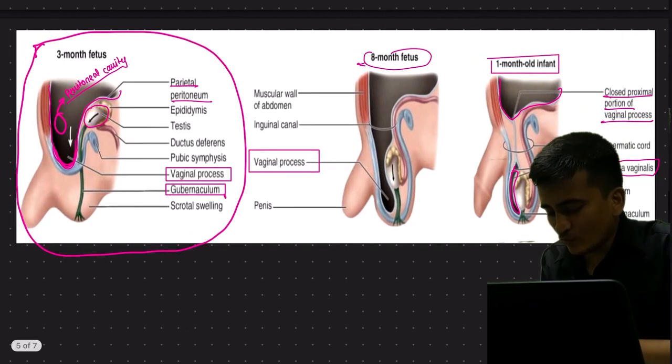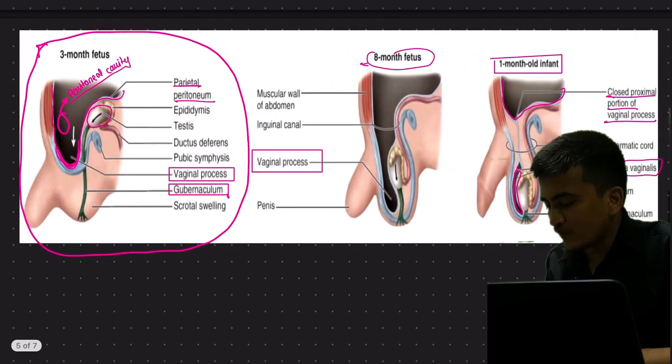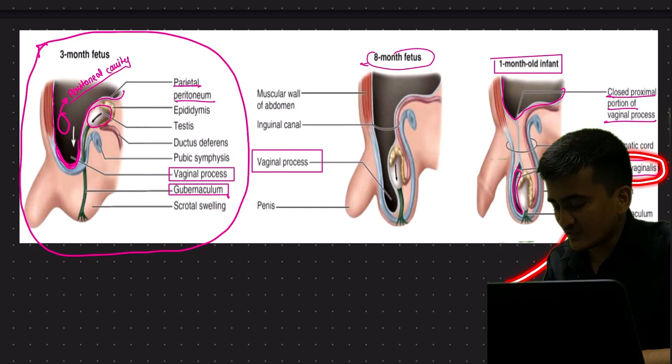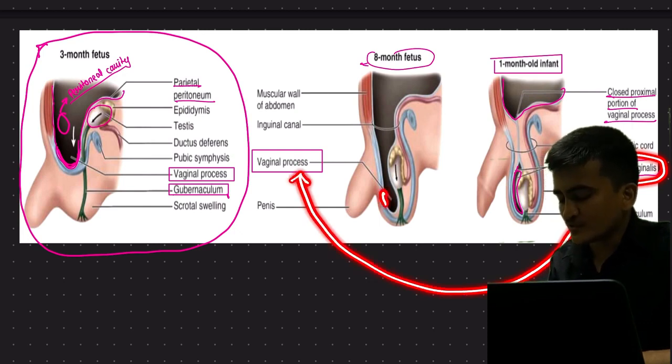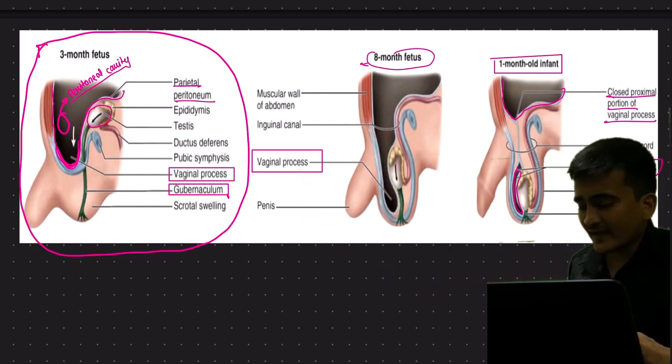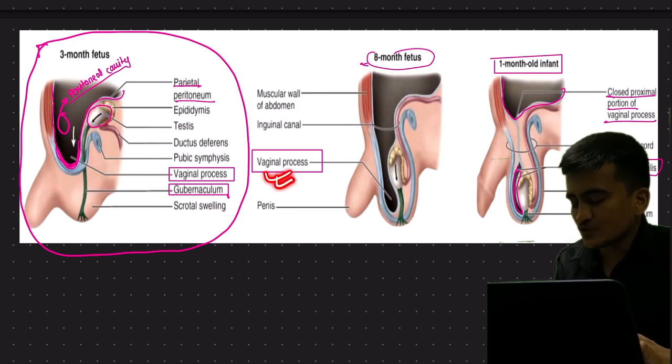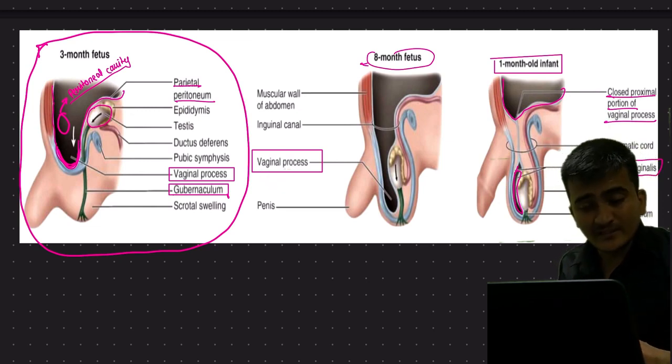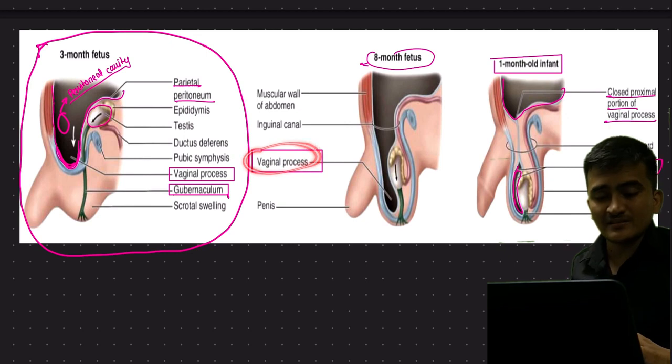What will this vaginal process form? It will form tunica vaginalis. You can see this tunica vaginalis. It is formed because of the vaginal process, right? How was it formed by the vaginal process? By closing its opening, right? The vaginal process is closed, and this vaginal process will give rise to tunica vaginalis. That's all, right? And now this vaginal process will be obliterated. This will disappear.